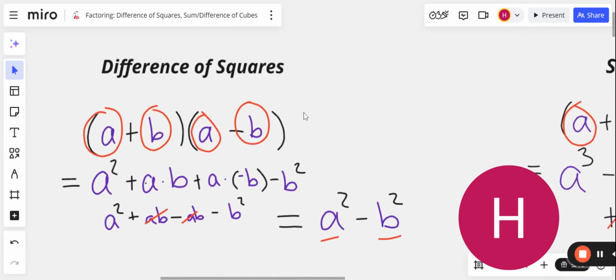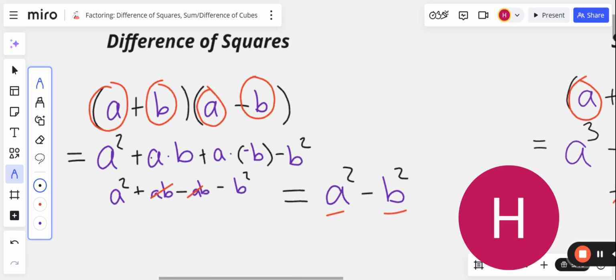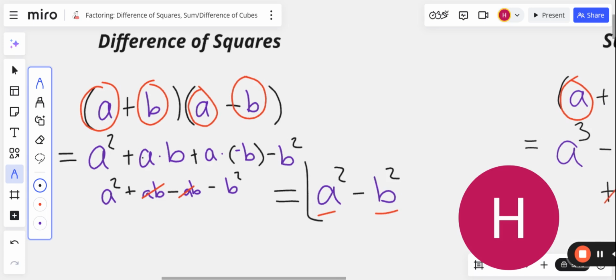And when we multiply a binomial with another binomial, and the difference in these two binomials is only the minus sign in the middle and the plus sign in the middle on this factor. So if you FOIL all of that work out, rest assured that these two middle terms are going to cancel. And so we'll be left with a squared minus b squared.